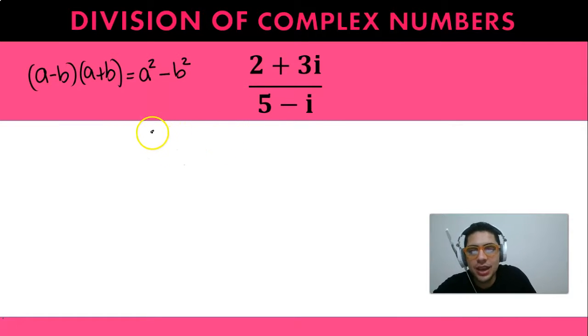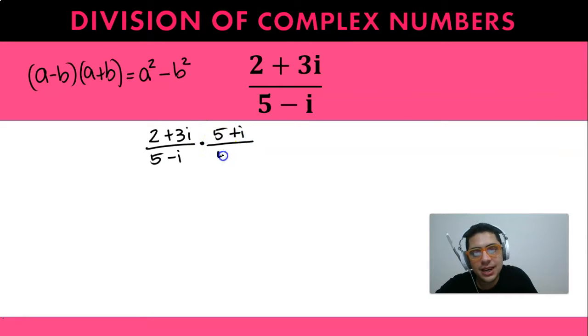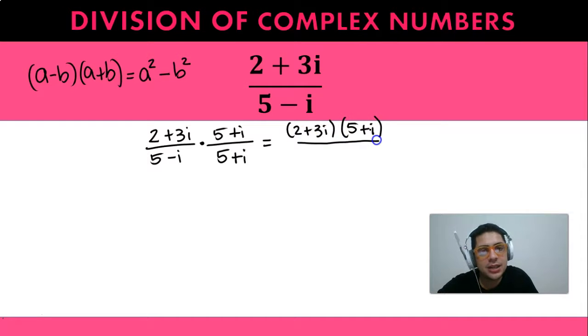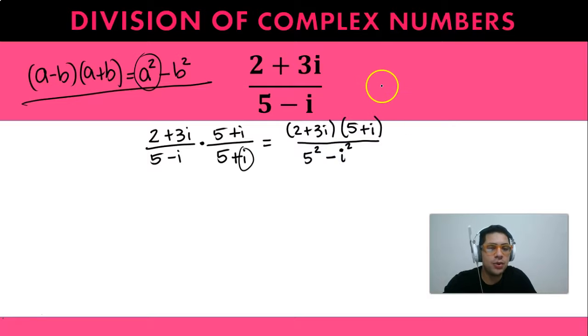So in the problem we see here, we have 2 plus 3i divided by 5 minus i. So we multiply times 5 plus i divided by 5 plus i. When we do this, we're going to get 2 plus 3i multiplied by 5 plus i. And in the denominator, you're going to have the product of the sum by the difference of two quantities. And you're going to get the first quantity to the power of 2 minus the second quantity to the power of 2. Now guys, remember, whenever you have i to the power of 2, that is going to be minus 1.